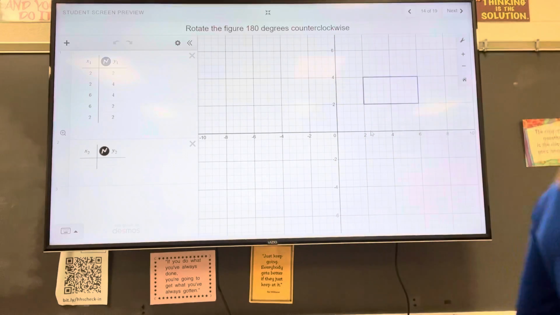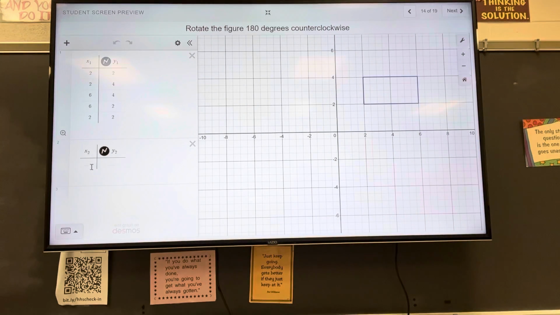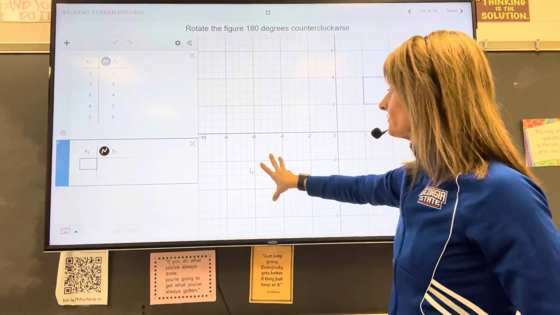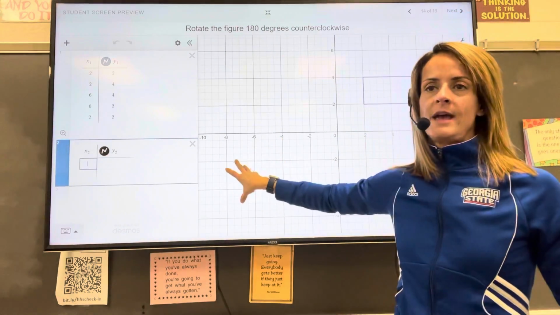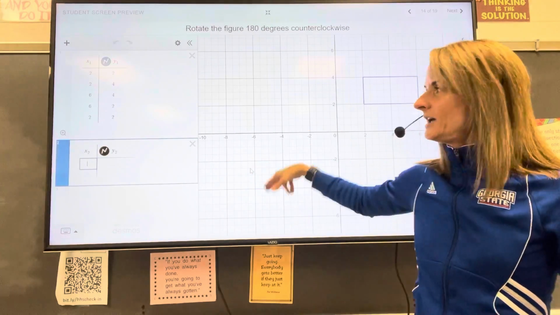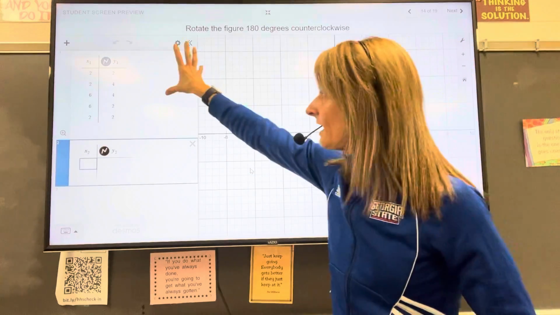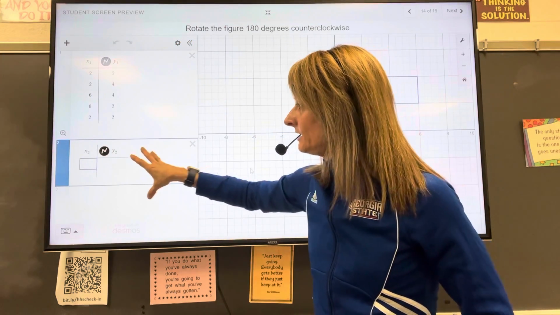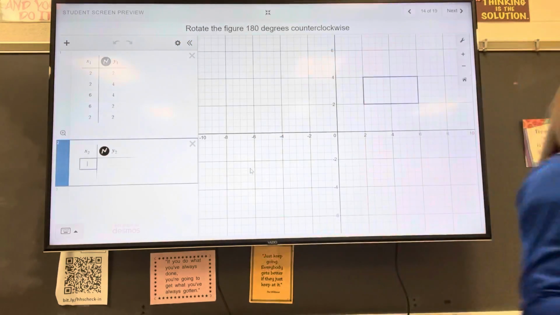So, I'm just going to, this figure is moving from quadrant 1 to quadrant 3. What are the signs of x and y in quadrant 3? Both negative. So I'm just going to rewrite this chart here and put it here and just change all the signs to be negative.